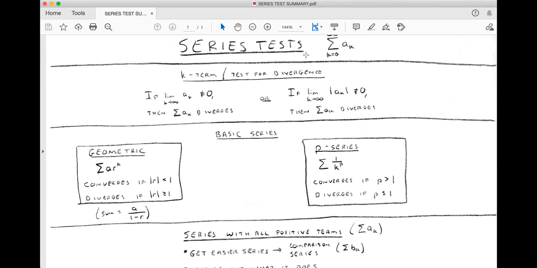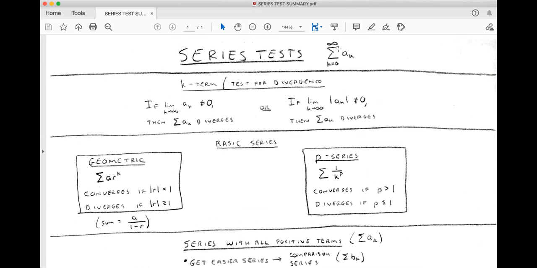So series tests: if you've got the series sum, it doesn't have to be 0 to infinity, but something to infinity of a_k.